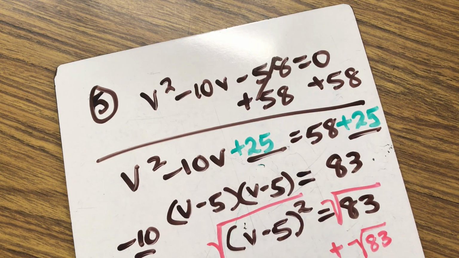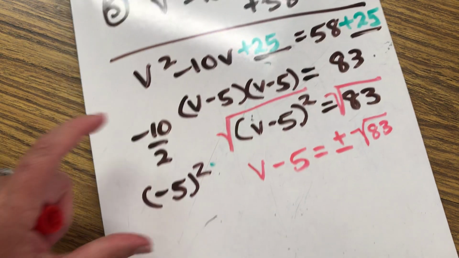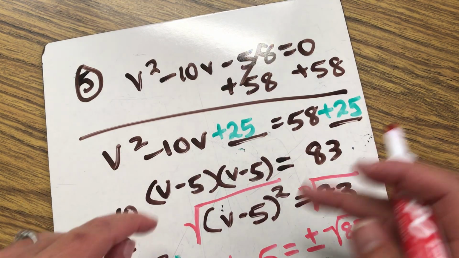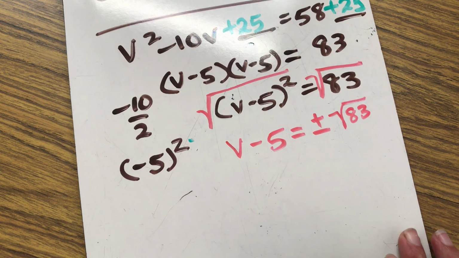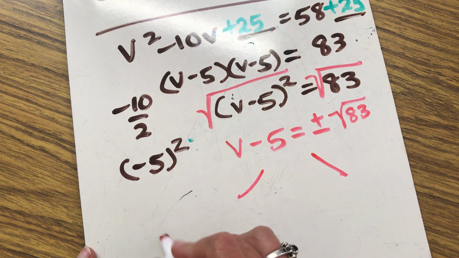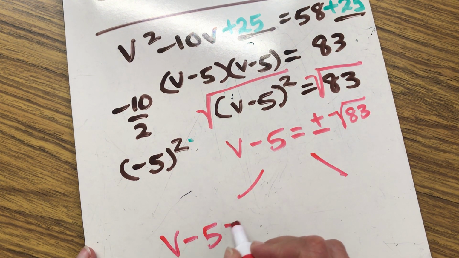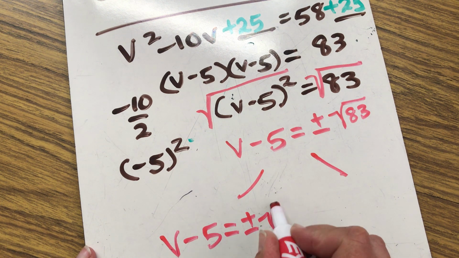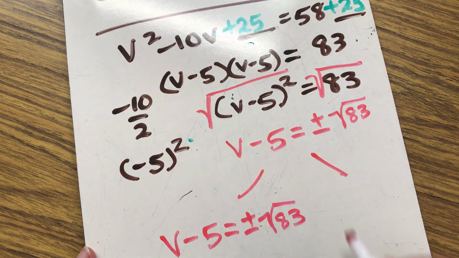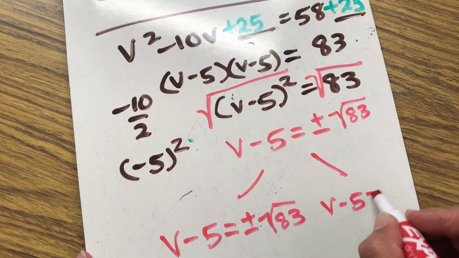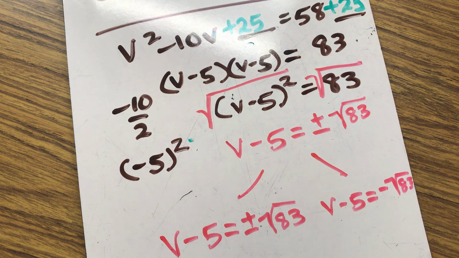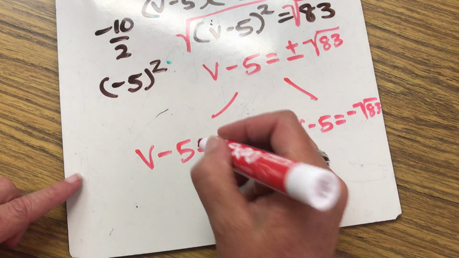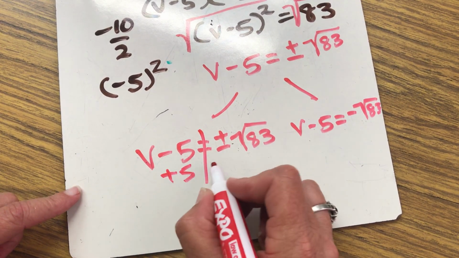So let's see where we are in the song. Move c to the right, middle number divide, square it, add that to both sides. Factor, rad. Now we're at the solve it right section of the song. So we have v minus 5 equals plus or minus this thing. We have v minus 5 equals minus that thing. And then we need to solve. So I'm going to add 5 to both sides.